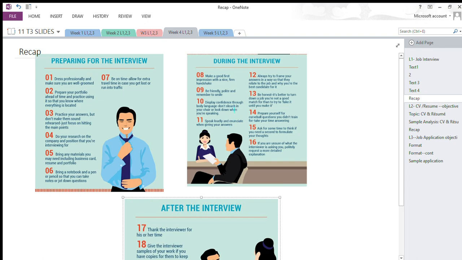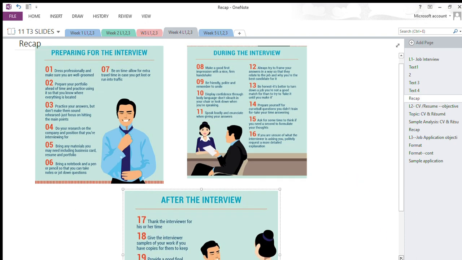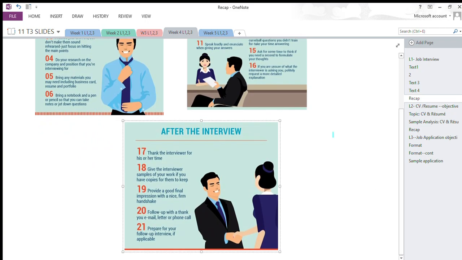You have to be very clear while answering the question. Always try to frame your answers in a way so that they relate to the job and depict yourself. Be honest. Don't over-exaggerate or even exaggerate. Prepare yourself for curveball questions, tricky questions. Ask for some time to think if you need a second to formulate your thoughts or to get to the answer of a particular question.